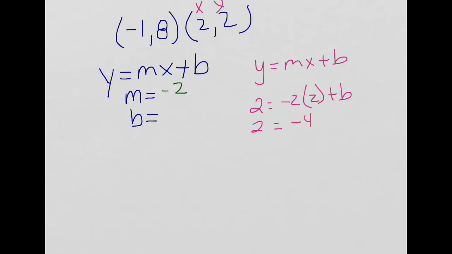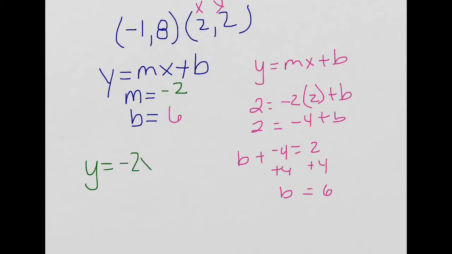I'm going to plug in my x, which is going to be 2, plus b. 2 is equal to negative 4 plus b. b plus negative 4 equals 2. We're going to zero pair, and b is equal to 6. We write that in, so my answer is going to be y is equal to negative 2x plus 6. So this is my equation.